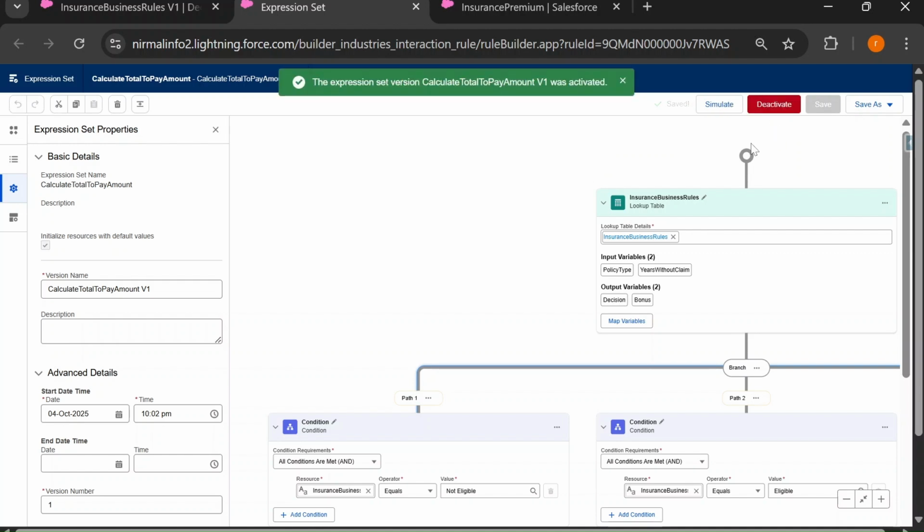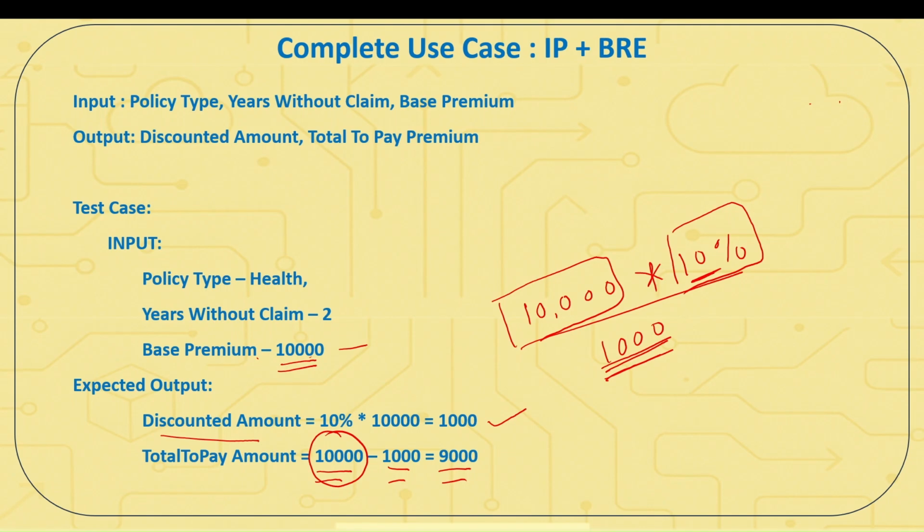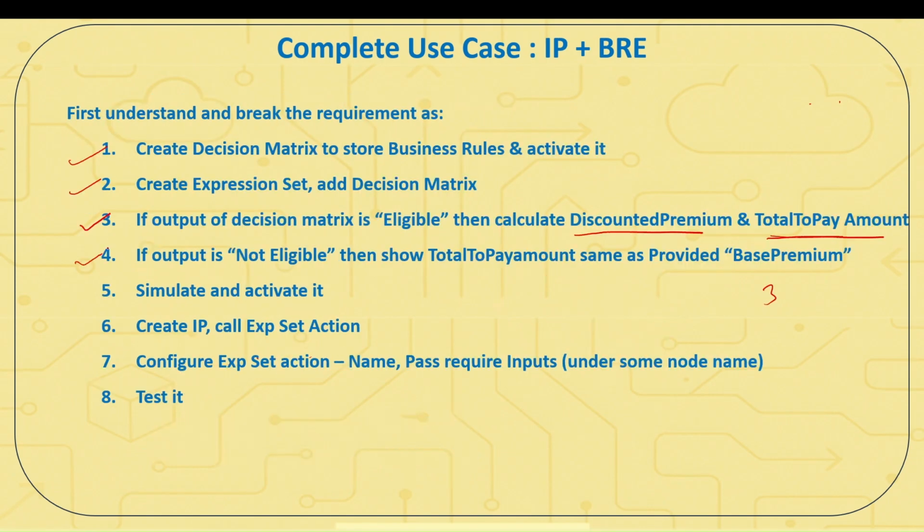It's activated. Why are we activating it? Because we need to use this expression set in another component, like an integration procedure. Now let's go back to our steps. We have done with this fourth step: created decision matrix, created expression set.